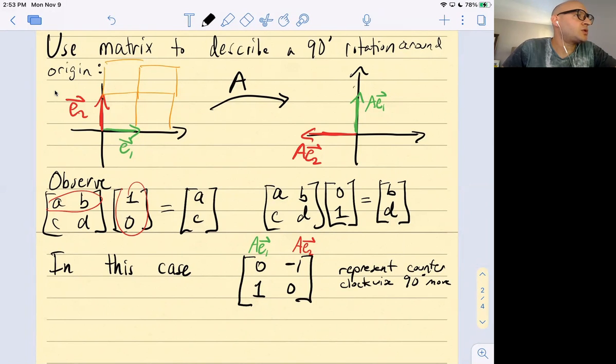Right. So essentially, anytime you see a matrix, if you look at the first column and second column, and you interpret them as how my grid is changing, you can start to understand 2x2 matrices as just transformations of a piece of paper. That's all. Okay, let's do another example.